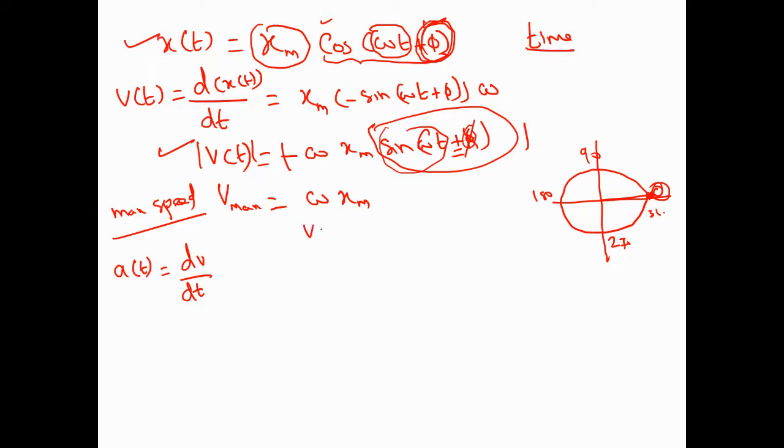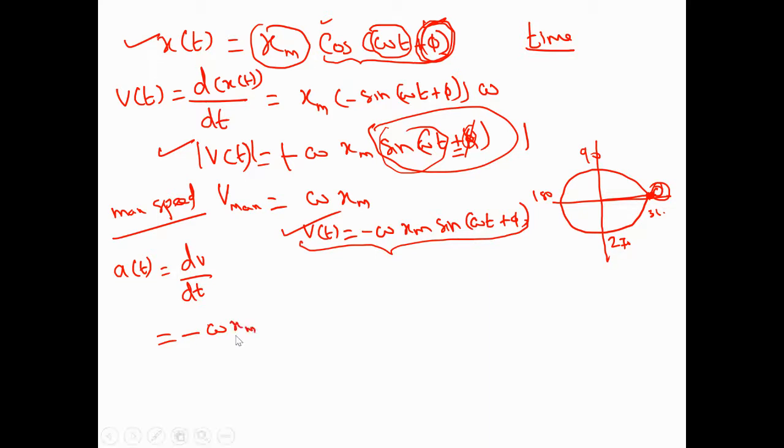My dear, listen carefully. My velocity equation is minus omega xm sine of omega t plus phi. This is our speed equation. Am I right? Could you please differentiate this equation one more time with respect to time? You will get acceleration. Okay, listen carefully. I can write the minus as it is. Clear? Xm omega, I can write as it is. Clear?